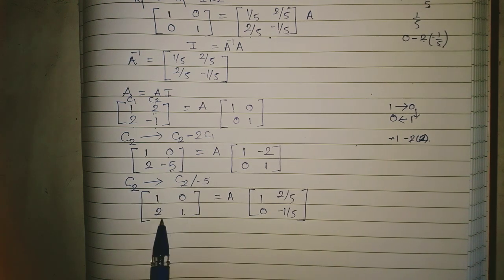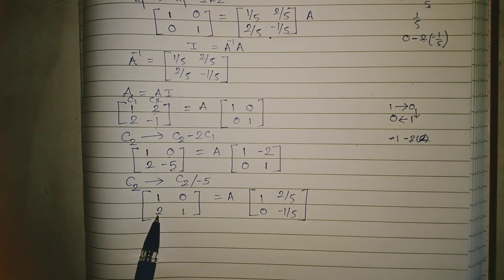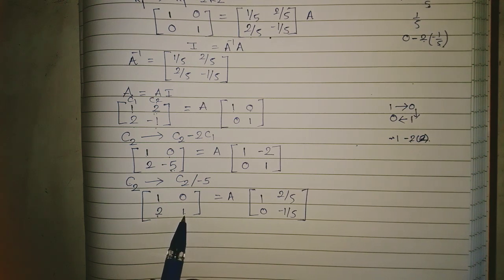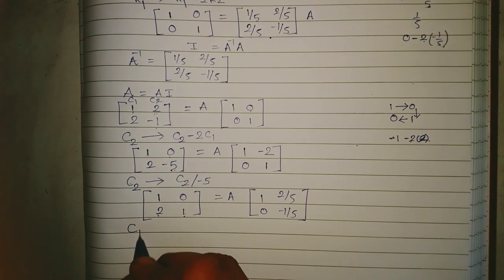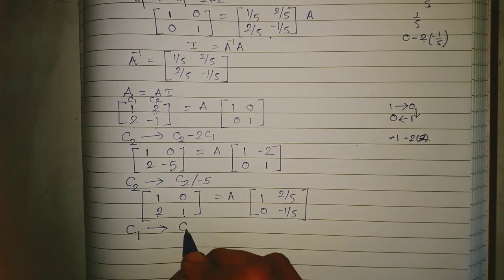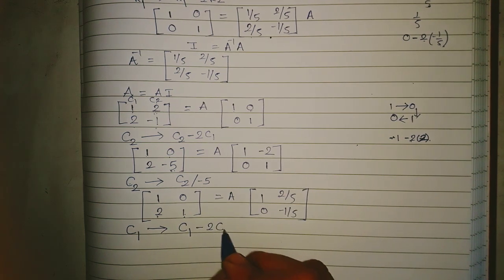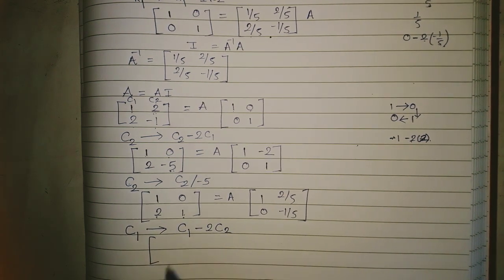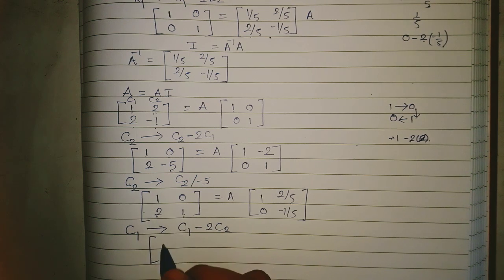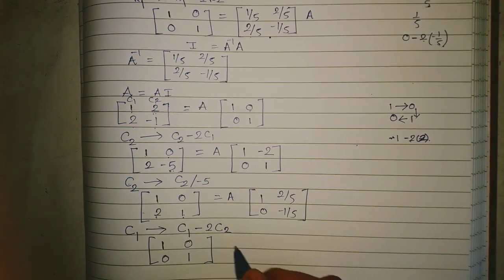Now you have to make this 0. So to make this 0, you have to make use of C2. So we are changing C1. So C1 minus 2C2. So C1 we are changing. This remains the same. This will be 0.